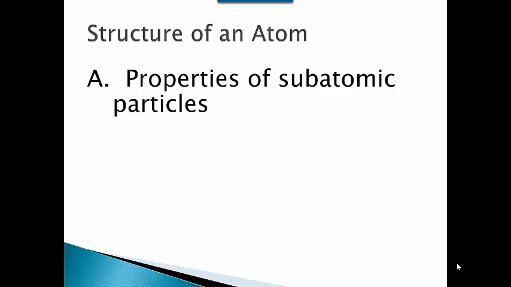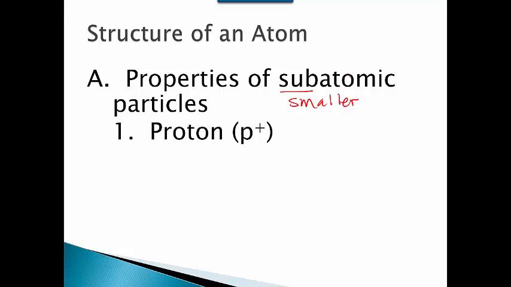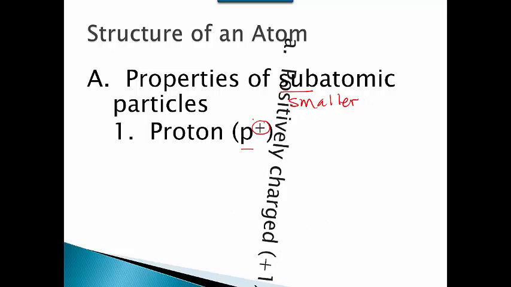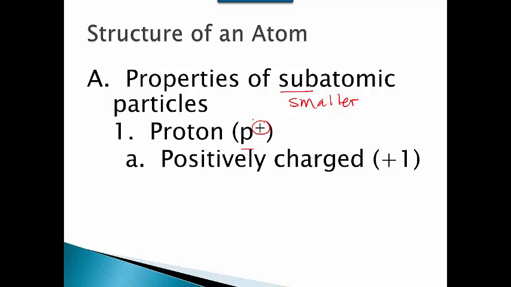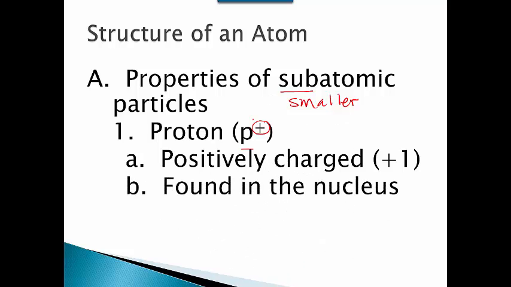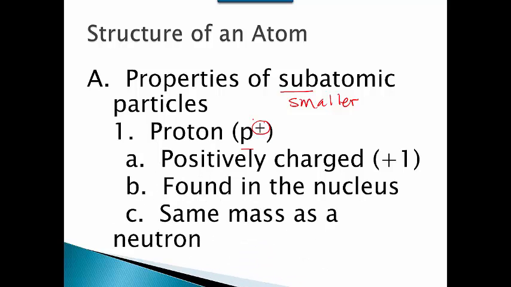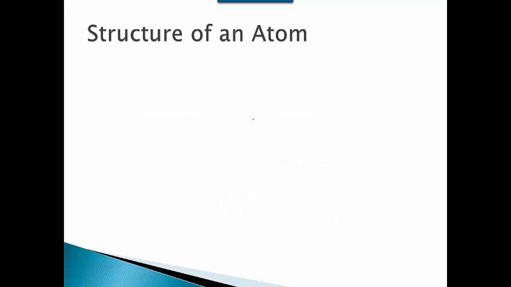So if we look at the properties of our subatomic particles, and remember, sub just means smaller, so smaller than the atom. Our beginning scientists didn't believe there was anything smaller than the atom, but we have proved them wrong. We have protons. Protons are represented with a P. They also have a plus, and that is because protons are positively charged. They have a charge of +1. You can find them in the nucleus, and they have the exact same mass as a neutron. Neutrons and protons have the exact same mass.